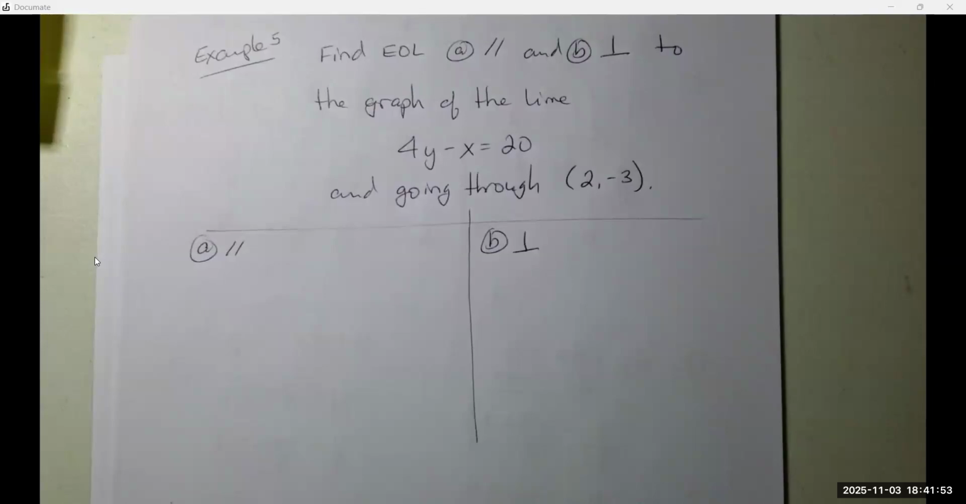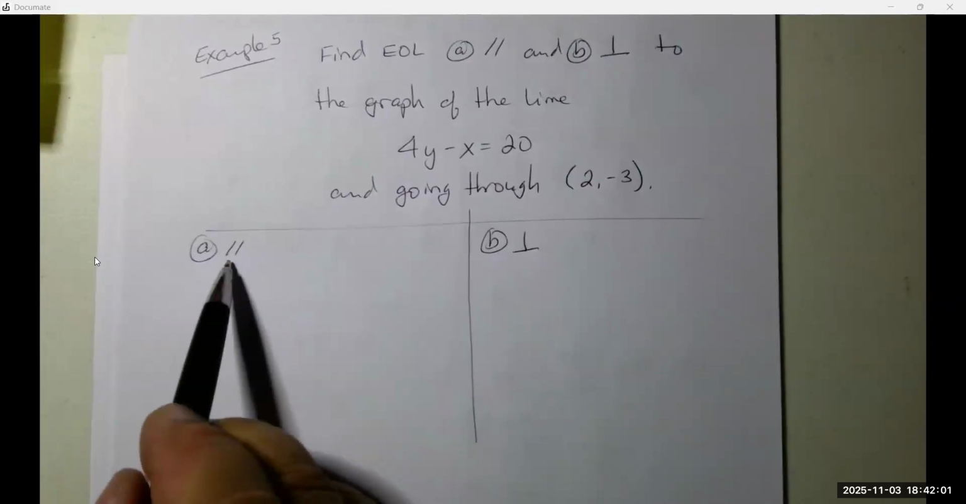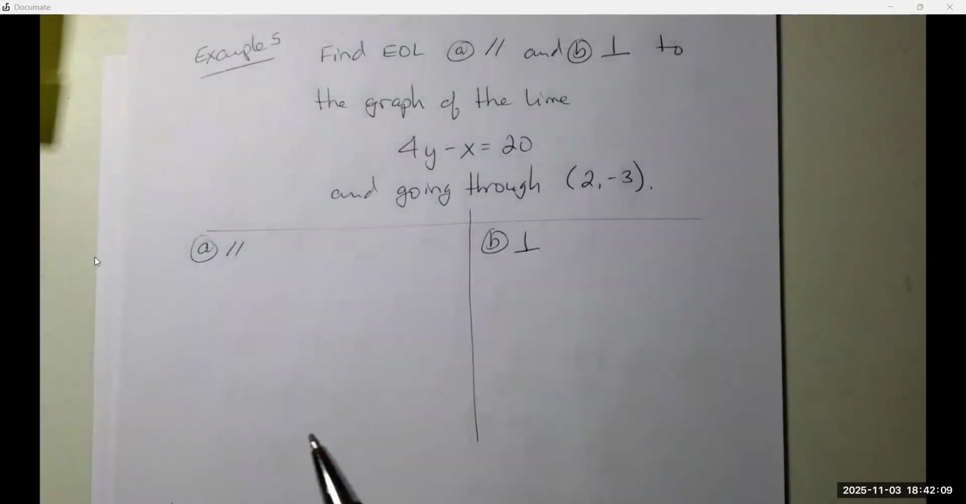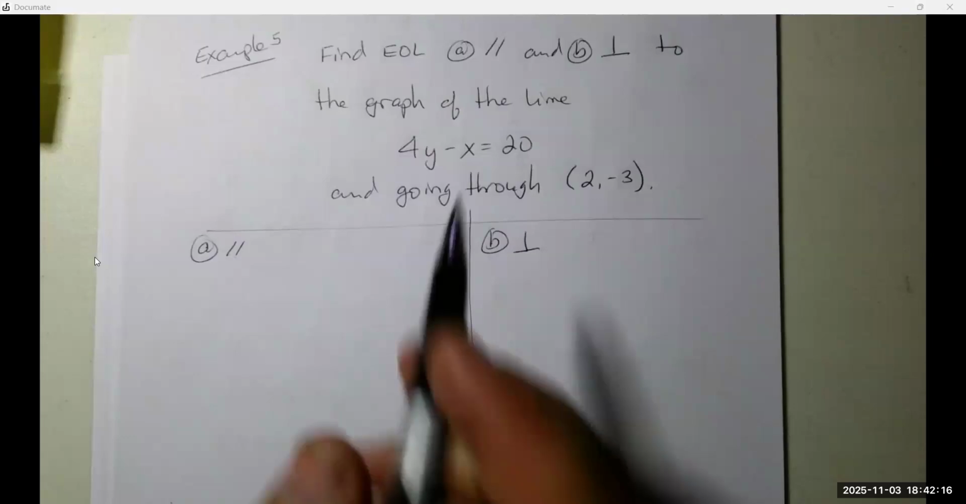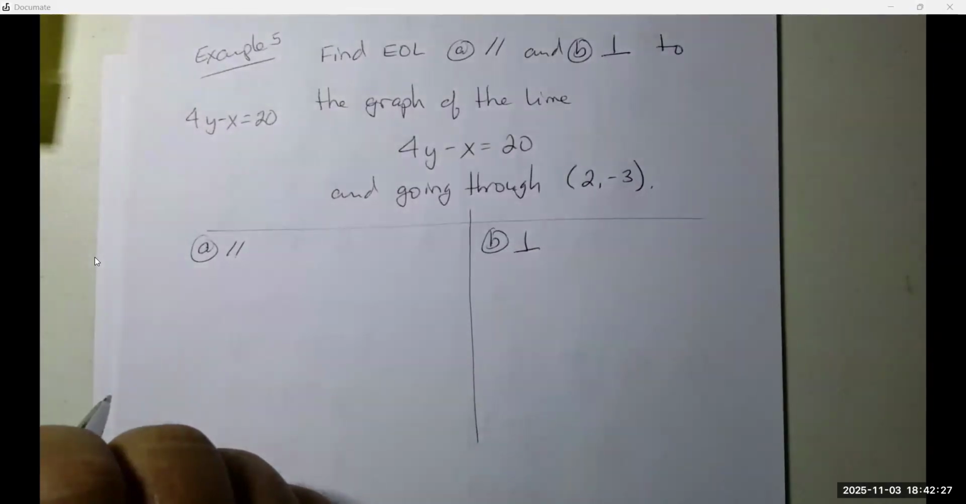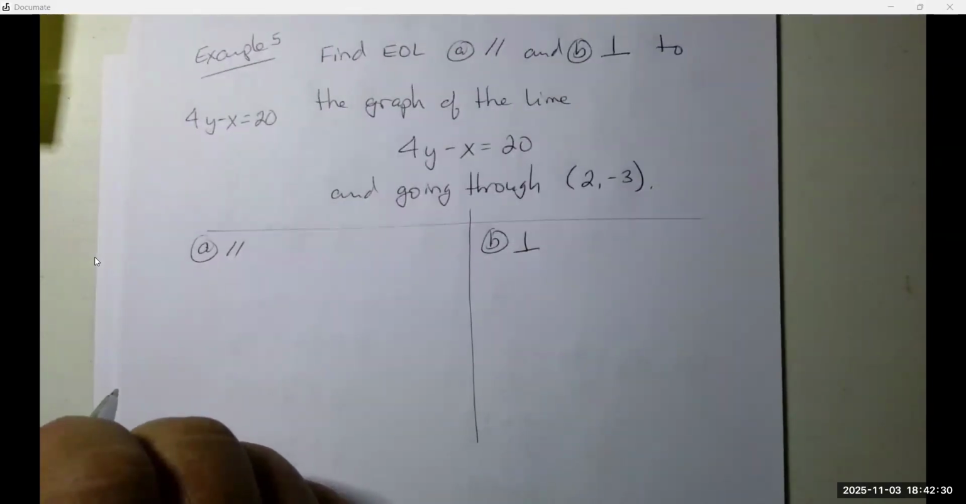So what's the first thing we have to do? Would it be to find the slope? From where? Because we can't be parallel or perpendicular unless we know the slope. So what slope are we comparing it to? The slope of this line. Oh, okay. So we have to first take this line and find the slope of that line. First step.